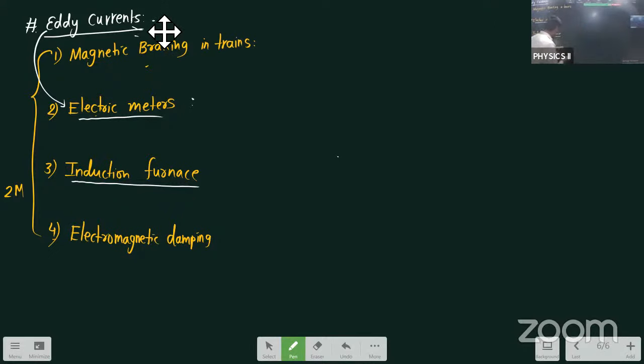Next, what is the next one? Electromagnetic damping. So you might have seen galvanometers. In that galvanometer, there will be one coil which will be oscillating. So in those types of instruments, what are these eddy currents used for? Eddy currents are used for bringing back that metal coil. In order to bring that coil to its original position, we'll be using eddy current. So these are the 4 uses of eddy current.